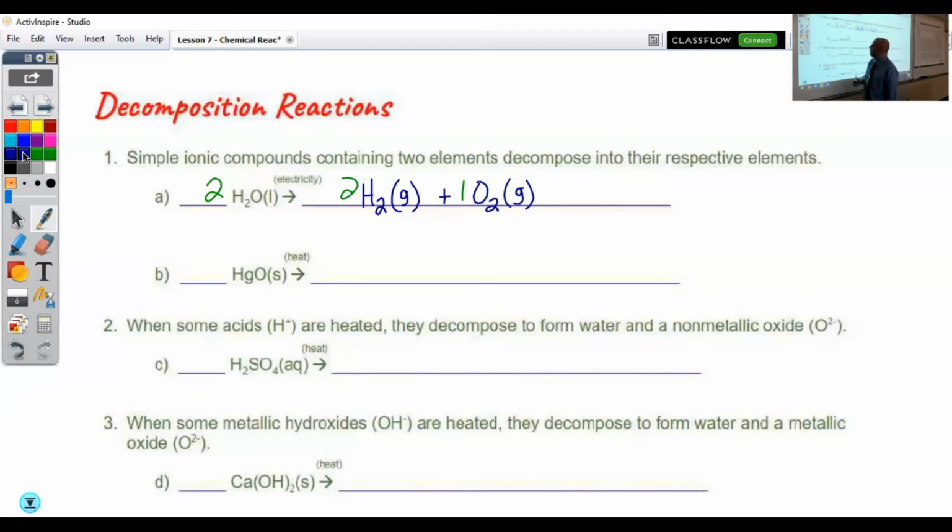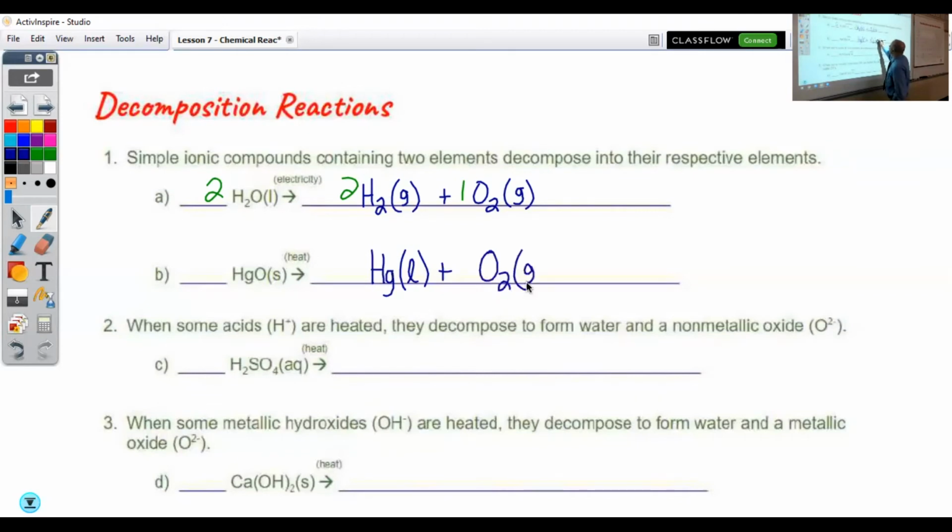In our second example, we have mercuric oxide. So mercuric oxide is going to be another example where we break it down into its elements. So we're going to have mercury, which of course is a special element. It's the only metal element that is a liquid at room temperature. So we have mercury, and we also have oxygen.